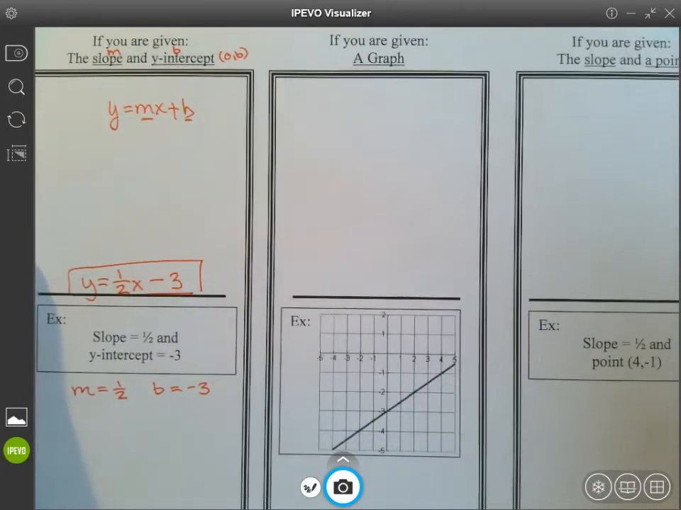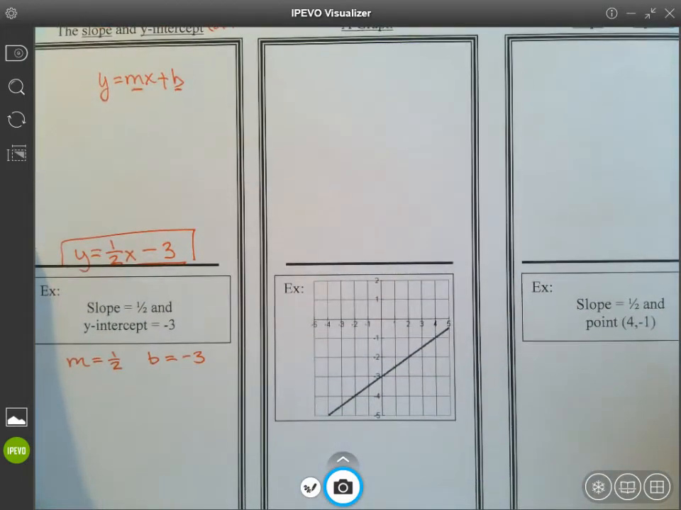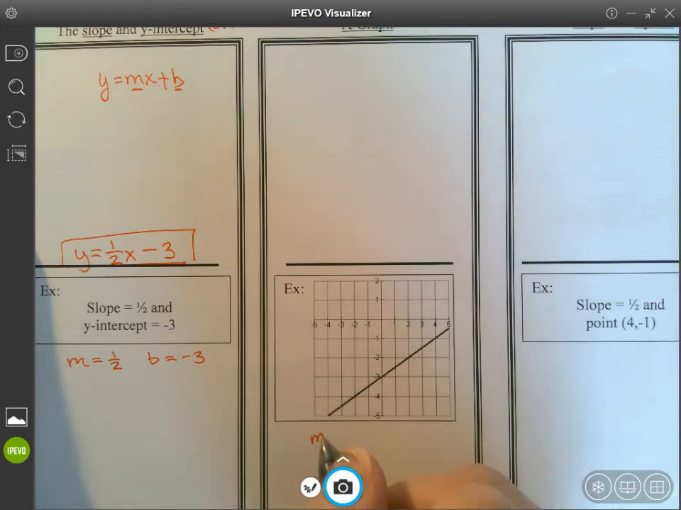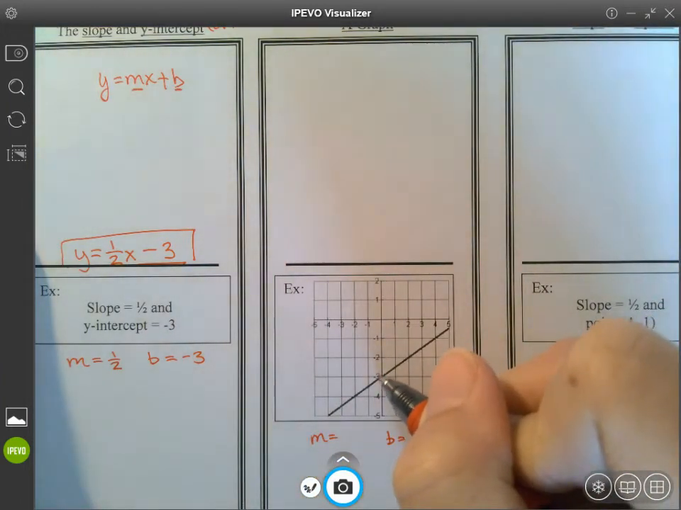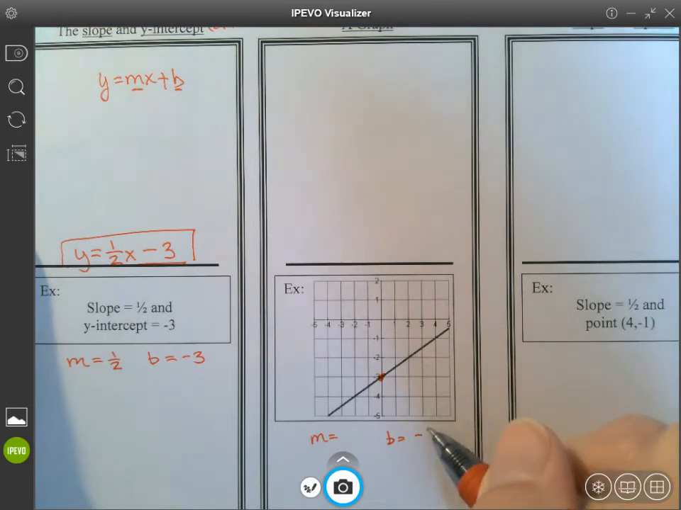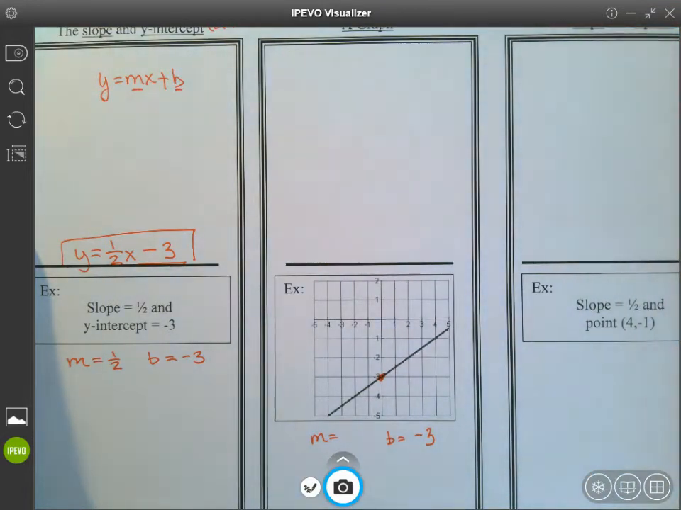Okay, if I'm given a graph, I could pull 2 ordered pairs from it, but I would actually just like to count the rise and the run. So I need m and I need b. I like to do b first because it's pretty quick. I just look at it. B is, again, -3. Okay, now let's count the slope.